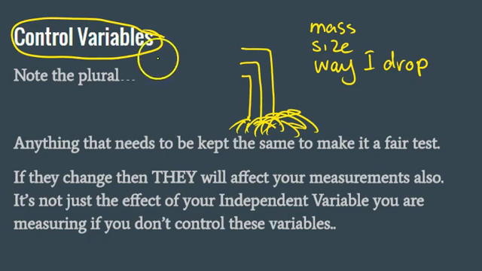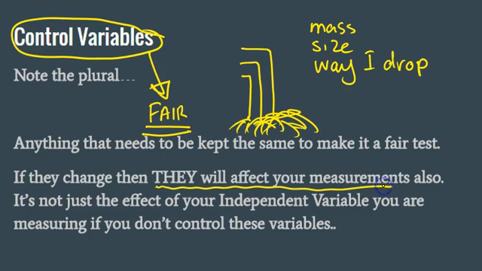So essentially these are the things that we need to keep the same or remove entirely to make sure that the test is fair. Okay? If you don't, they will affect your measurements and mean that you can't come to a definite conclusion about, in this case, does drop height affect splat size? If you don't control them, you can't answer that question.